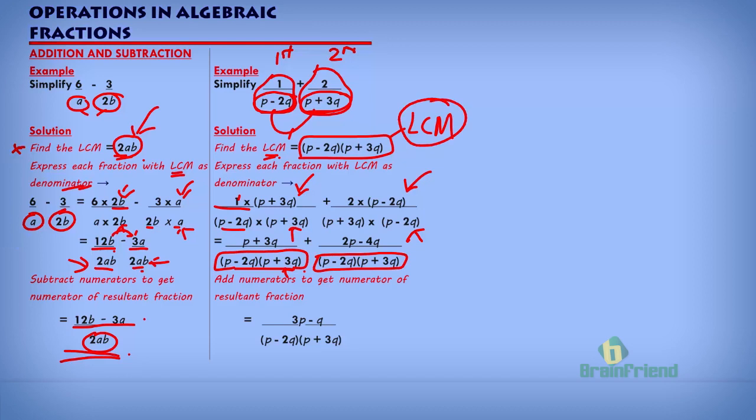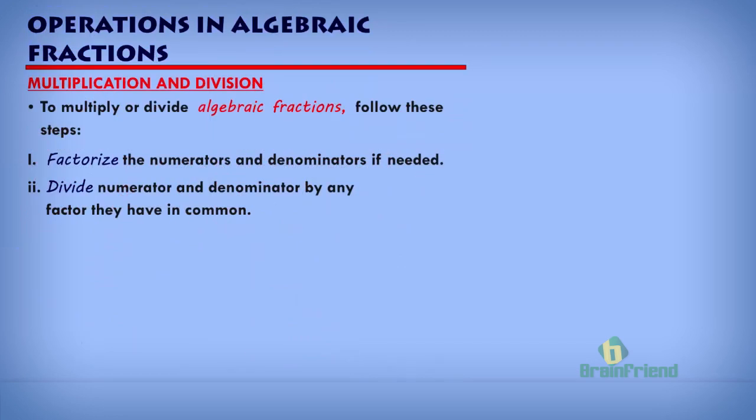So what do we do next? Now that we have same denominators, we can easily carry out our operation, which is a plus. We simply add p plus 3q to 2p minus 4q. So we have p plus 2p gives us 3p. And then we have minus 4q plus 3q, which gives us minus q. So we have 3p minus q, and then all over LCM, which is p minus 2q, all in bracket p plus 3q. This is the simplified form of our initial expression. Quite simple if you follow our steps.